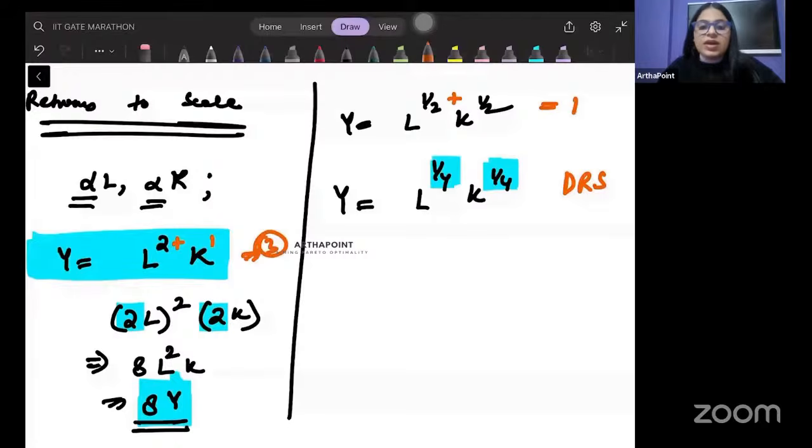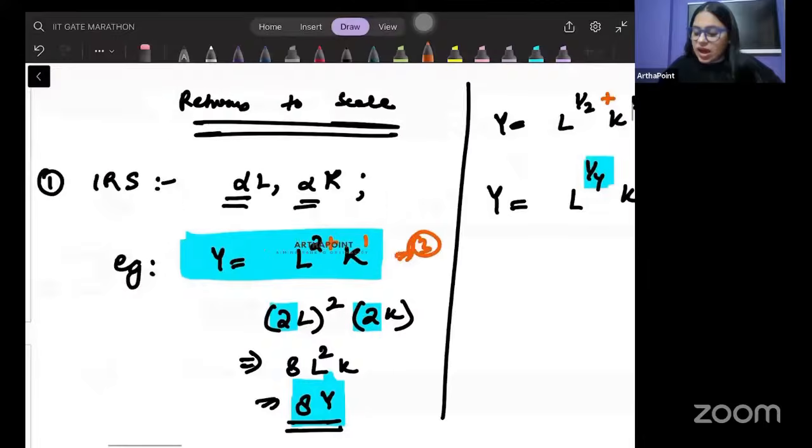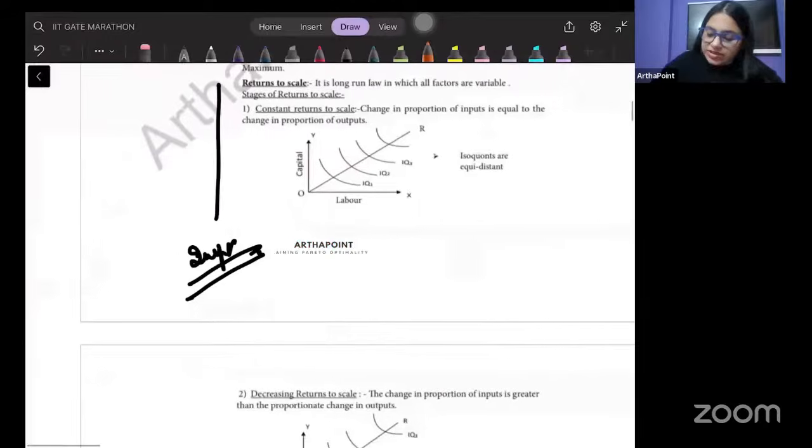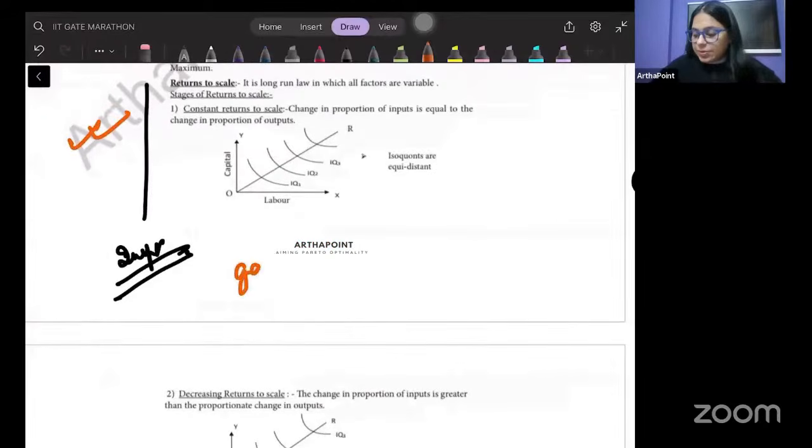But in the exam, they will go ahead and ask you questions related to the gap of isoquants based on the returns to scale.